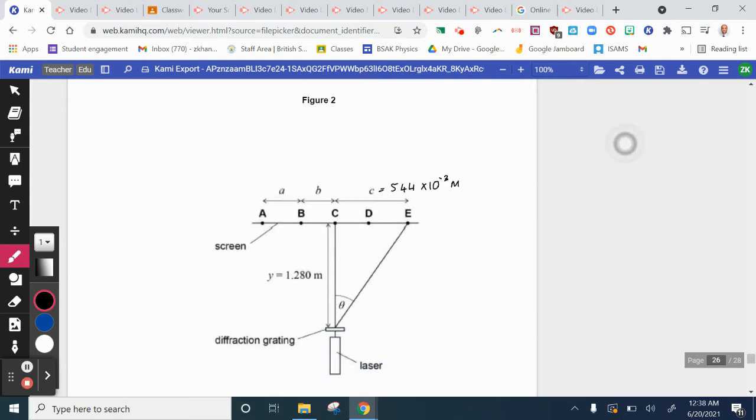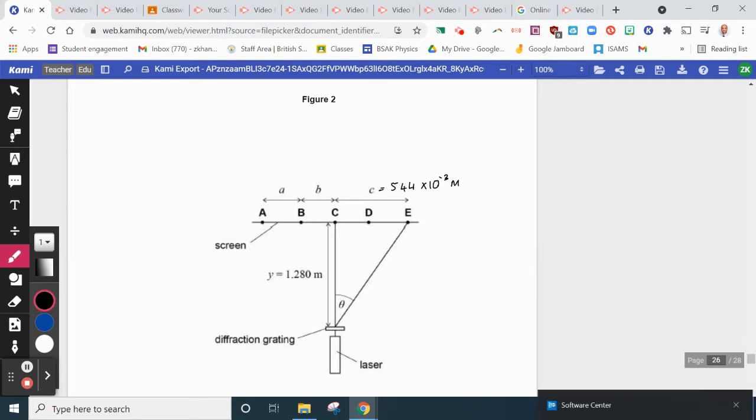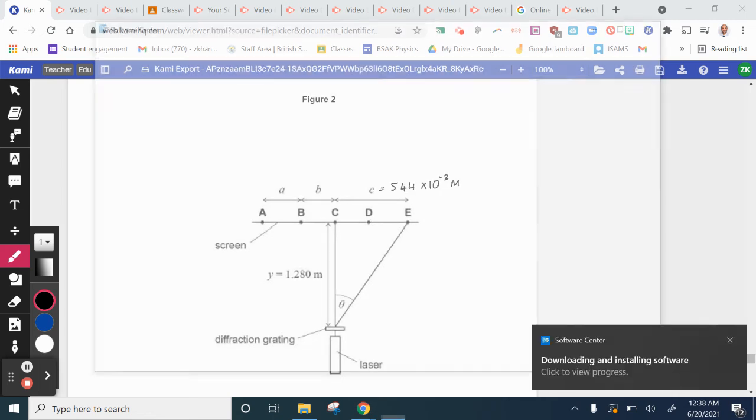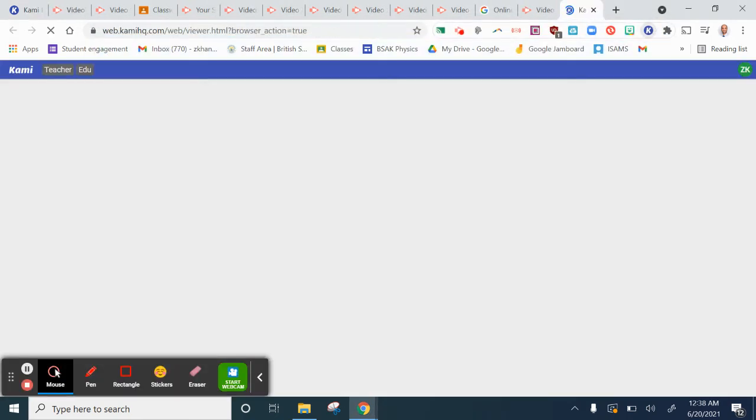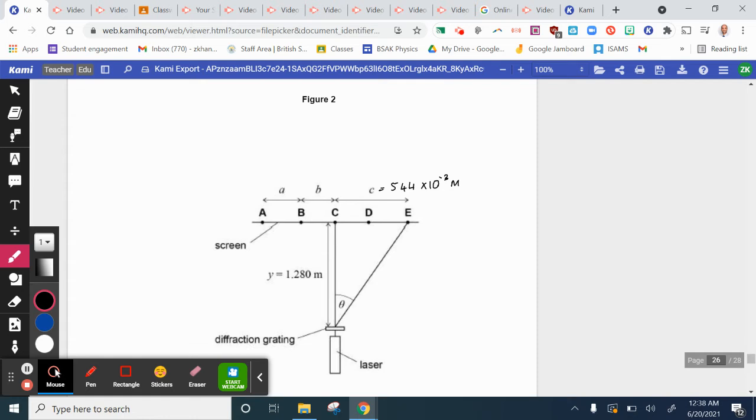Part C of this question shows you the same figure again, but it shows a plan view of what's happening. The laser light is shone on the diffraction grating, and there's your screen, and we see spots on the screen. That's the distance from the grating to the screen, and from the grating to point E you've got an angle of theta, and the distance to the screen is 1.28 meters.